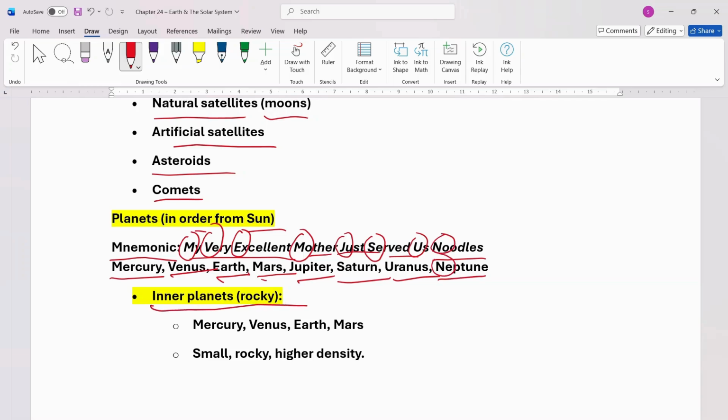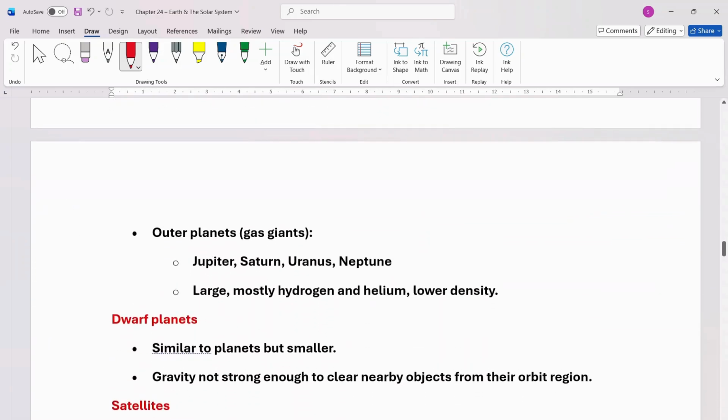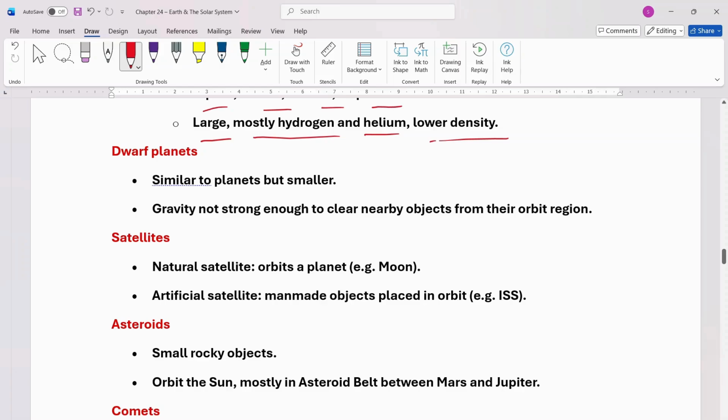Inner planets are rocky: Mercury, Venus, Earth, Mars. Small, rocky, higher density. Outer planets are gas giants: Jupiter, Saturn, Uranus, Neptune. Large, mostly hydrogen and helium, lower density. A dwarf planet is similar to a planet but smaller. Its gravity is not strong enough to clear nearby objects from its orbit region.